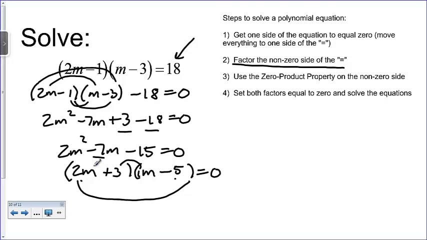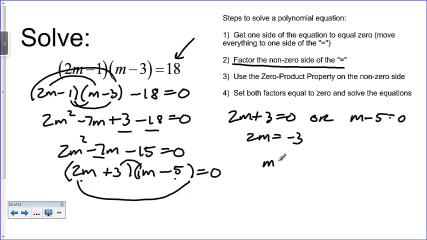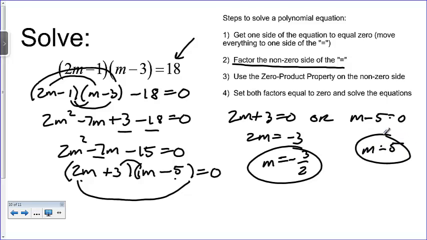So the zero product property says that 2m plus 3 equals 0, or m minus 5 equals 0. So for both of these equations, subtract 3, divide by 2. Here I get m equals negative 3/2. Here we add 5, and I get m equals 5. Two solutions, negative 3/2 and positive 5.